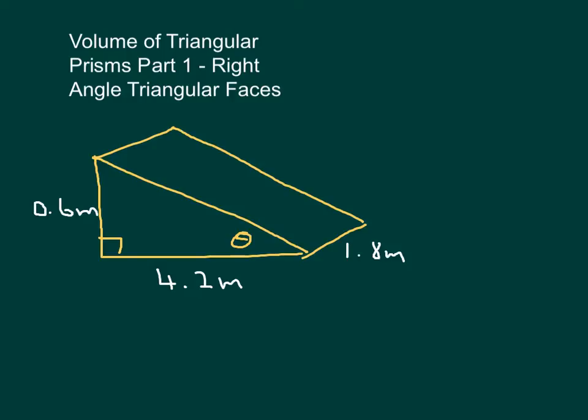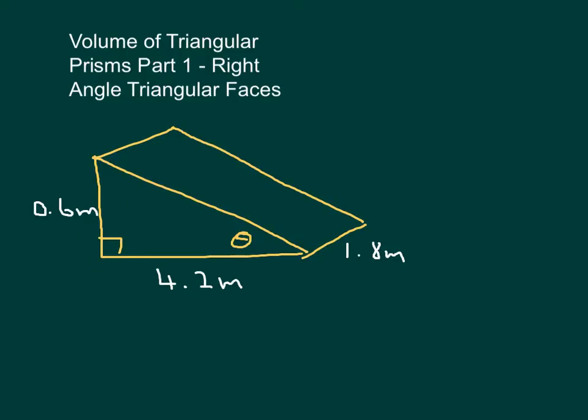Hello there, just a quick video on finding the volume of a triangular prism. Now in this part 1, I'm just interested in triangular prisms where the face is a right angled triangle. In other words, see that there? That's what I'm calling the face, where the face is a right angled triangle. You can see the right angle right there.